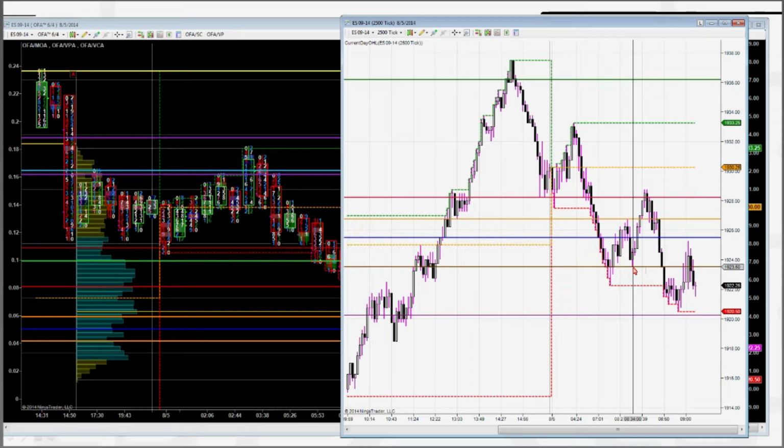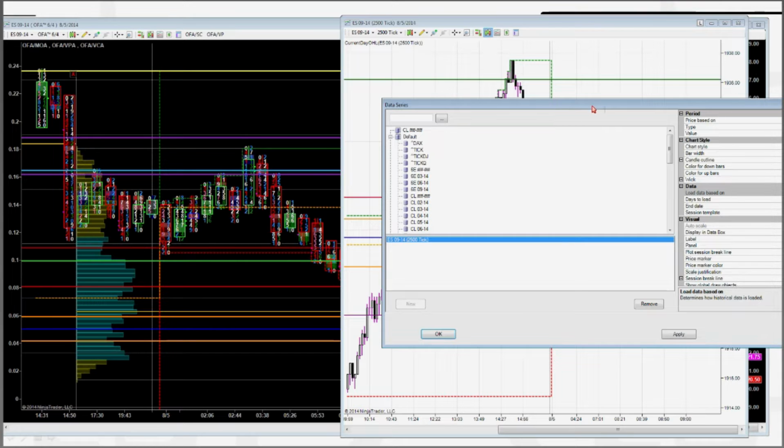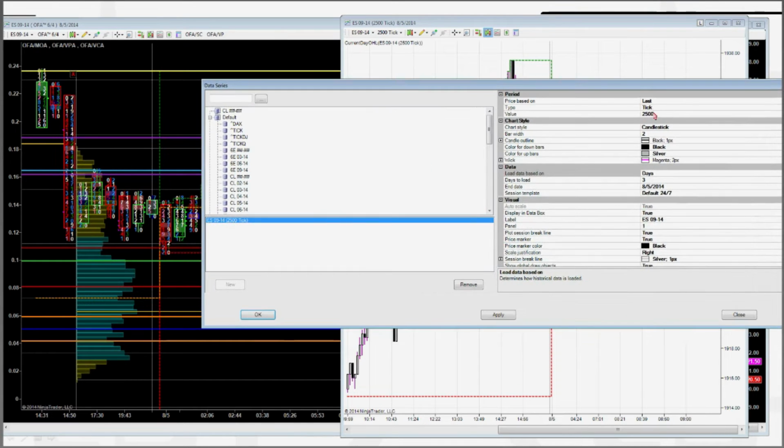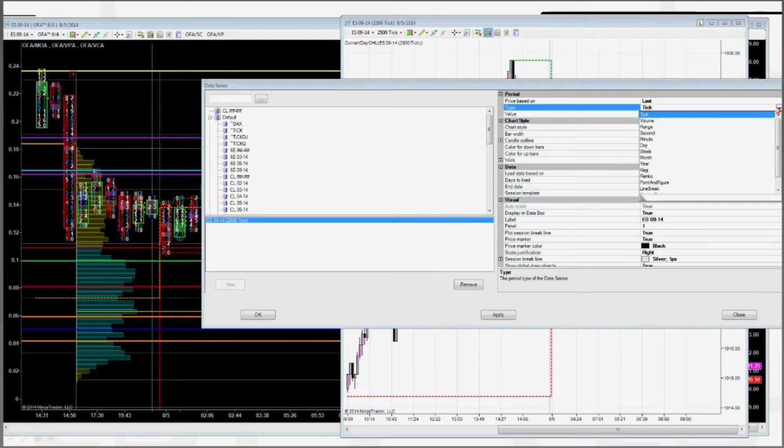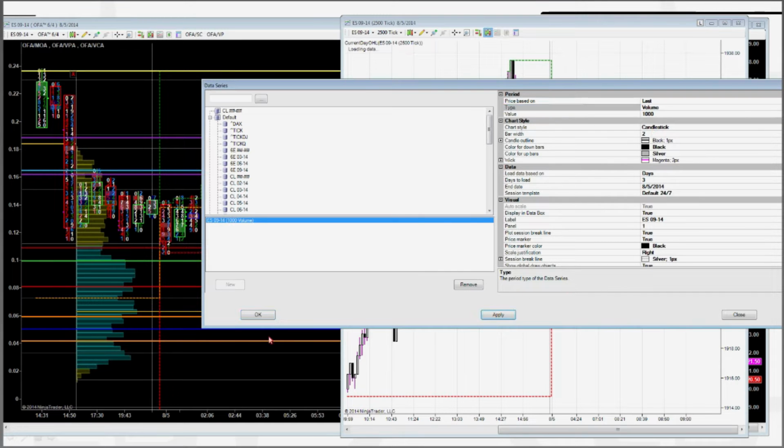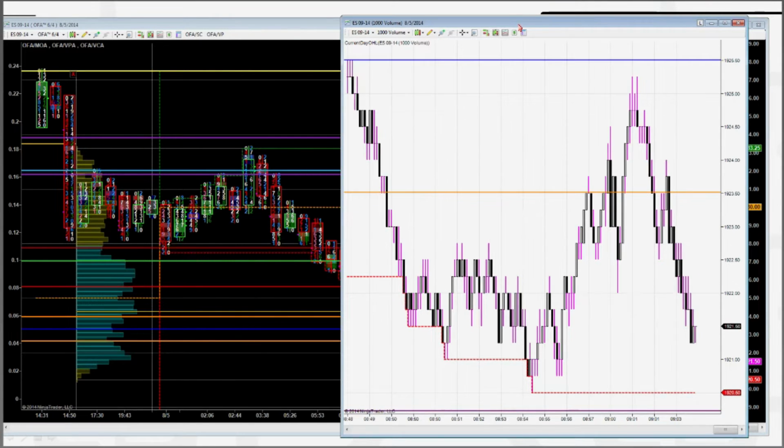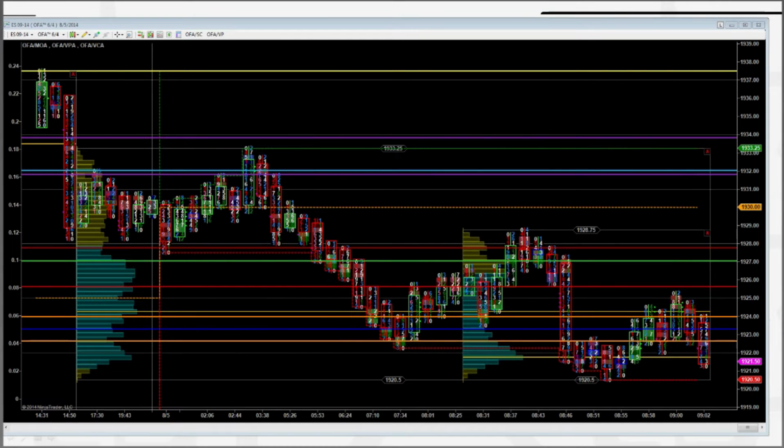Here's the opening swing high, opening swing low. It kind of shows the same thing, but just for clarification, make that a 2500 volume chart for opening swing high and low. Thanks for the clarification.